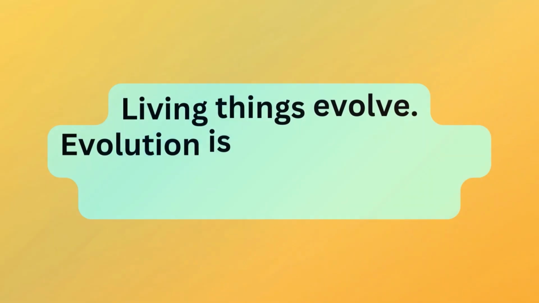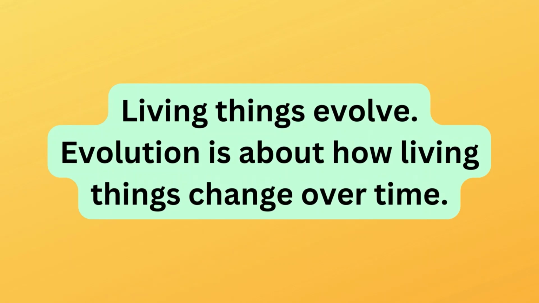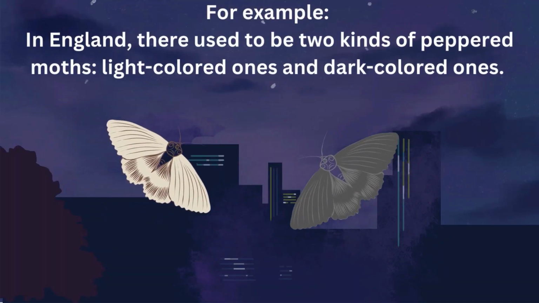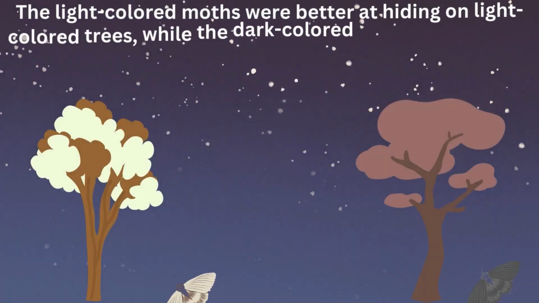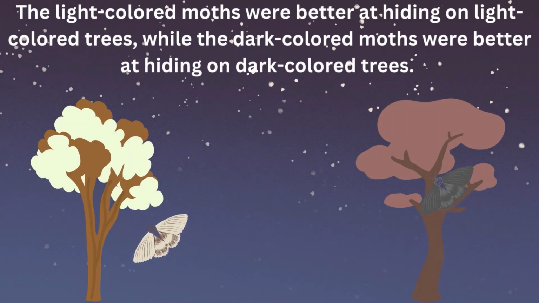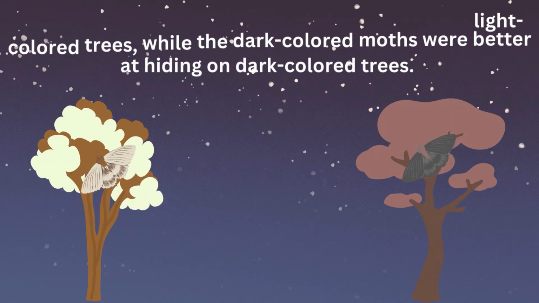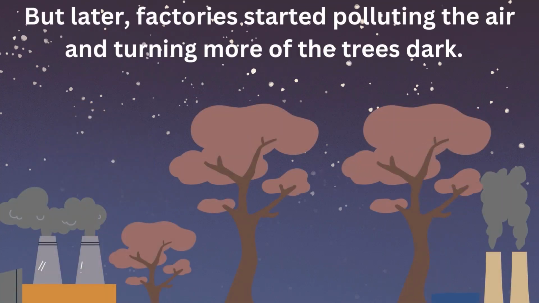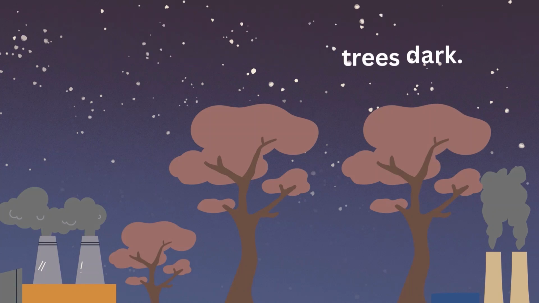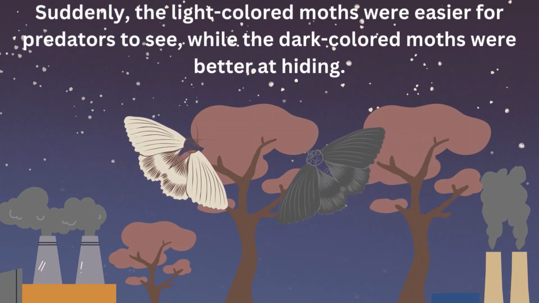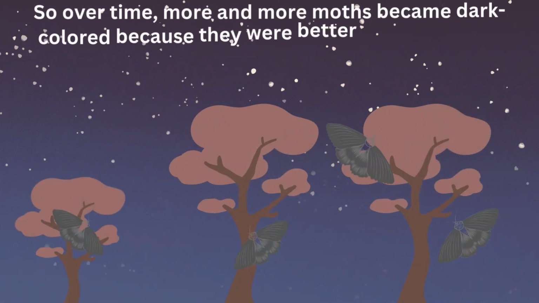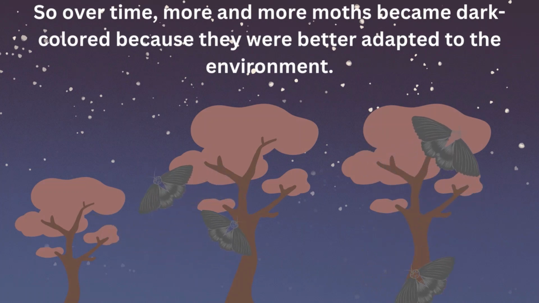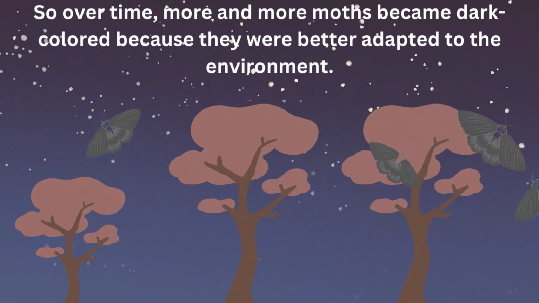Evolution. Living things evolve. Evolution is about how living things change over time. For example, in England there used to be 2 kinds of peppered moths, light-colored ones and dark-colored ones. The light-colored moths were better at hiding on light-colored trees, while the dark-colored moths were better at hiding on dark-colored trees. But later, factories started polluting the air and turning more of the trees dark. Suddenly, the light-colored moths were easier for predators to see, while the dark-colored moths were better at hiding. So over time, more and more moths became dark-colored because they were better adapted to the environment.